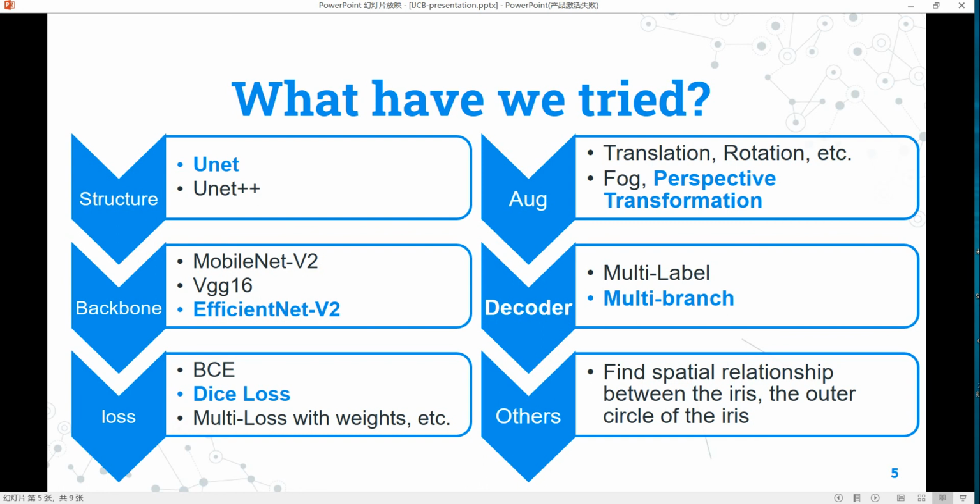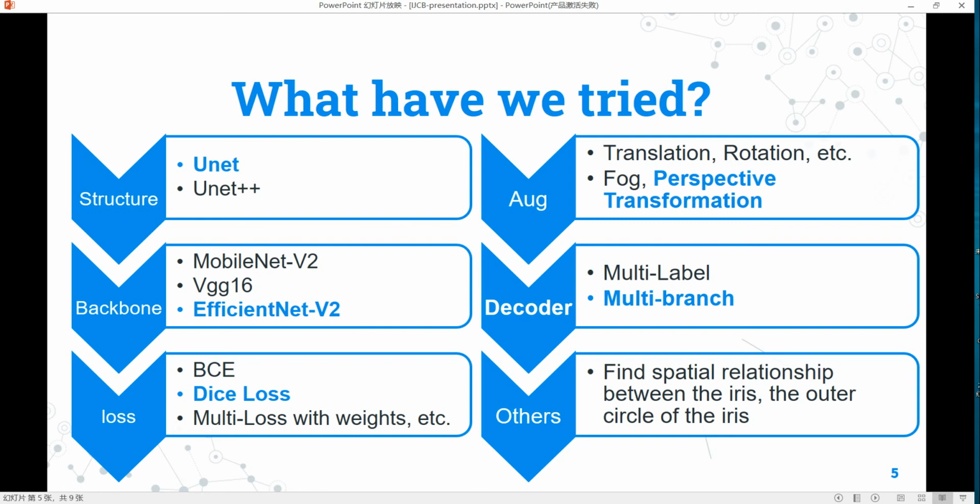Next, I want to show you what we have tried during this competition. The first is the network structure. We tried UNet and UNet++. When the decoding part of the two structures was modified to the PI decoder, both achieved good results. Finally, for speed and efficiency, we chose the simpler UNet.